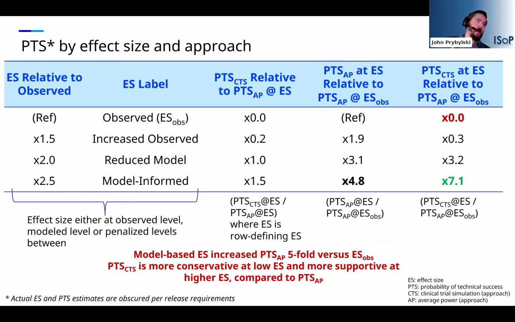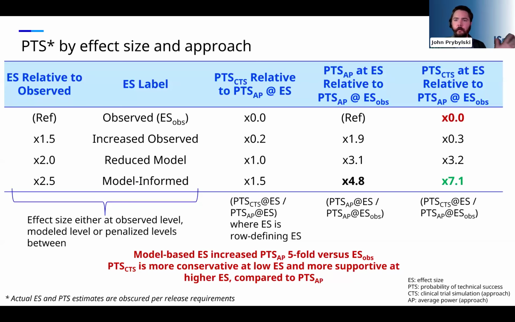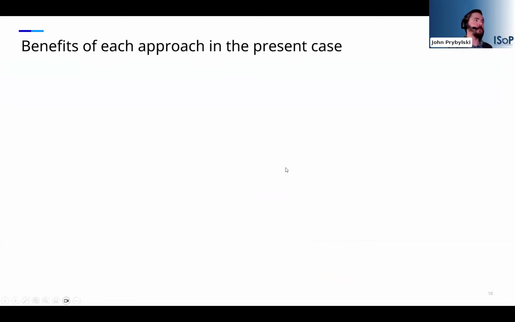So, as I mentioned, we get a 5-fold increase just sticking with the average power approach and using the model-informed effect size. And it's interesting to note that depending on where your input effect size is compared to your target effect size, clinical trial simulation is either more conservative or more supportive than the average power PTS. But in some cases, it is basically going to give you the same answer, which is good to see. If there are any questions about this, I can linger on this slide when we get to those questions.